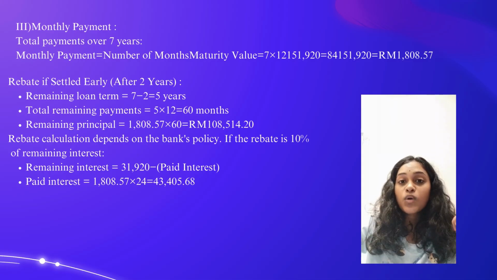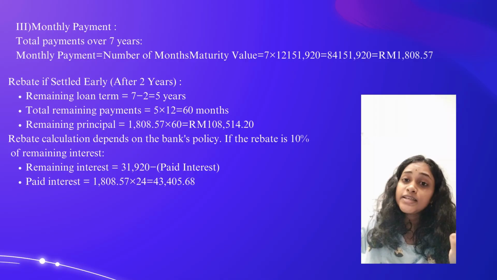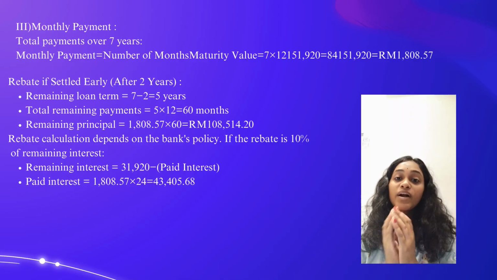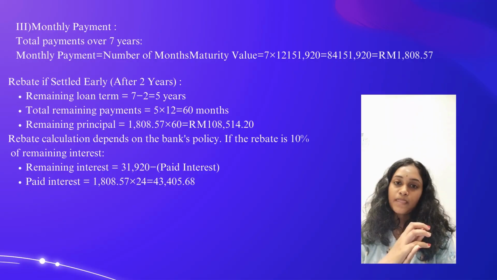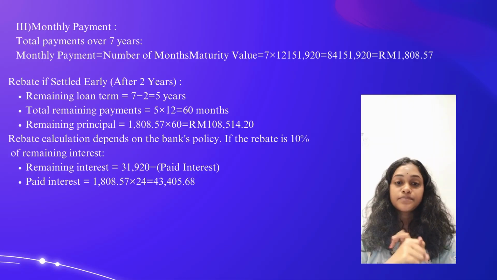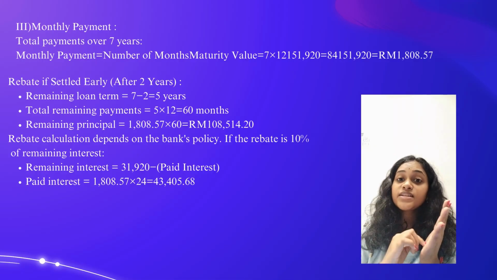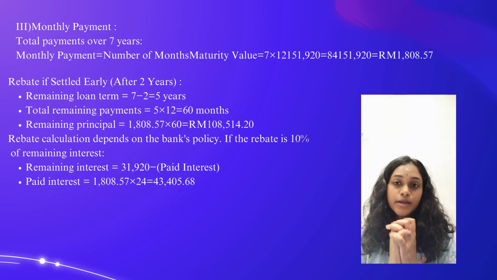So, the second one is rebate if settled early after 2 years. What if the loan is settled early? Let's see what happens if you pay it off after 2 years. First, we determine the remaining loan term. For example, 7 years minus 2 years is equal to 5 years remaining.